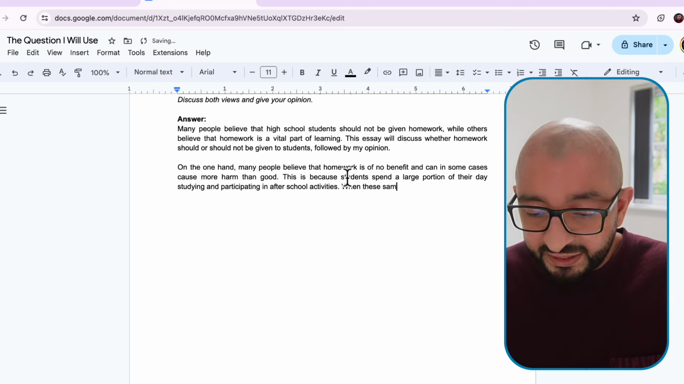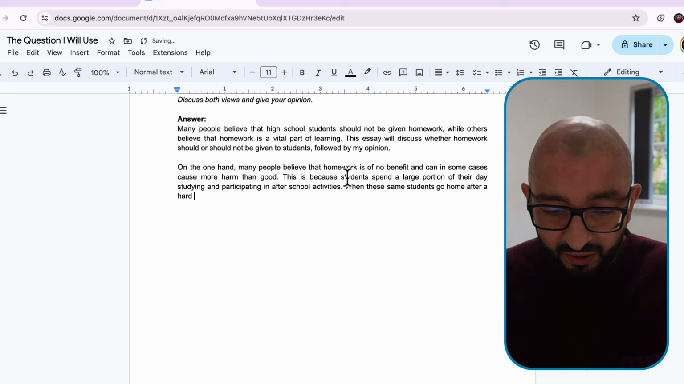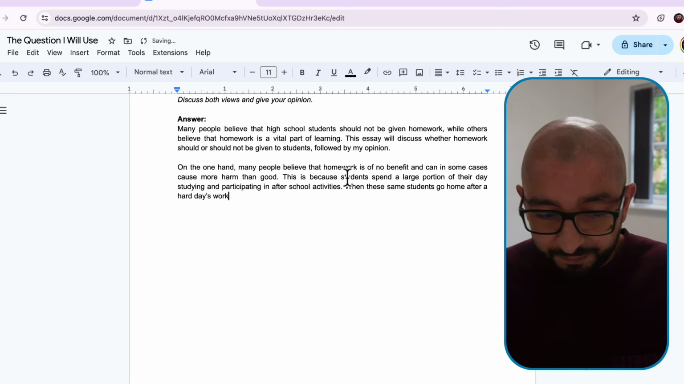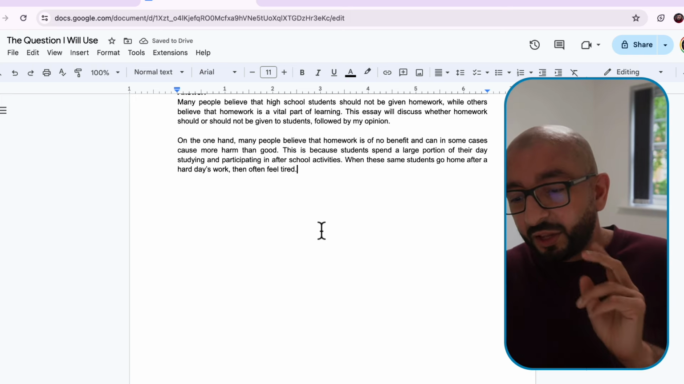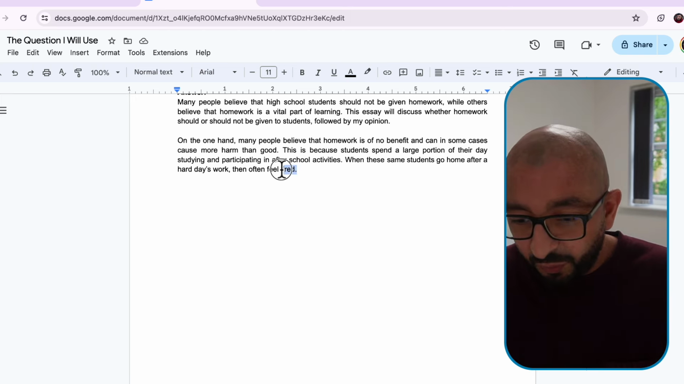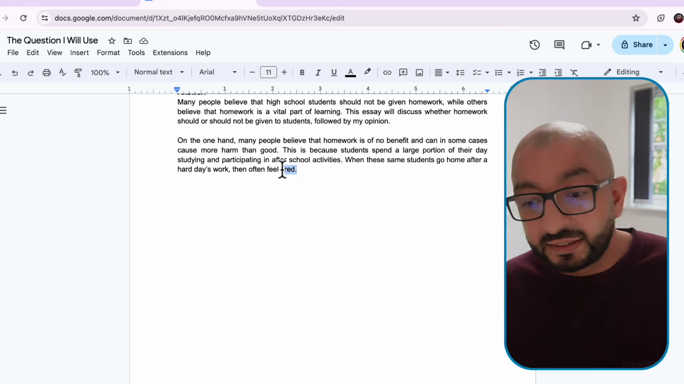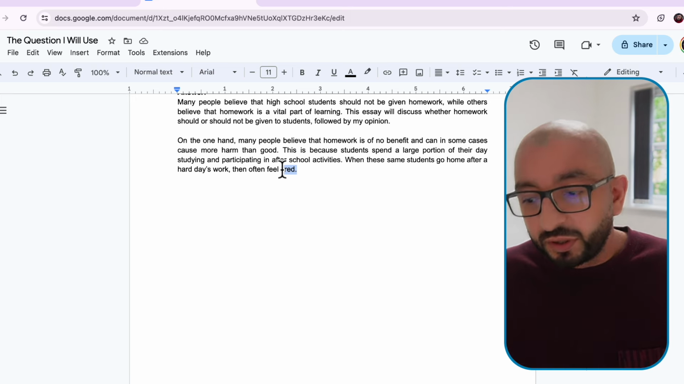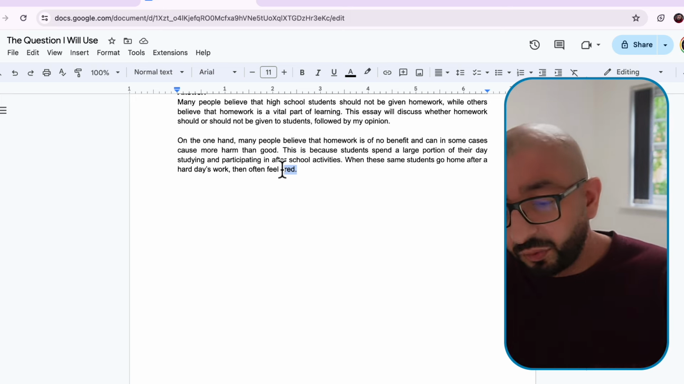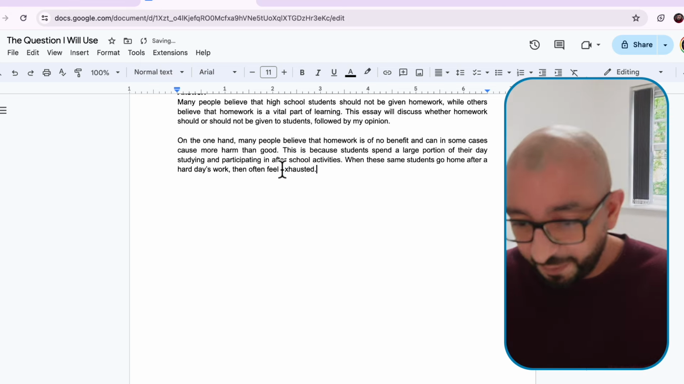So when these same students go home after a hard day's work, they often feel tired, okay? So now we're slowly starting to make sense. The only thing I'm going to change here, by the way, is the word, I want to show off my vocabulary. That's how we get those band 7s, 8s, and 9s, okay? One way is to use higher order vocabulary words. So I don't want to use tired. I want to use the word exhausted.